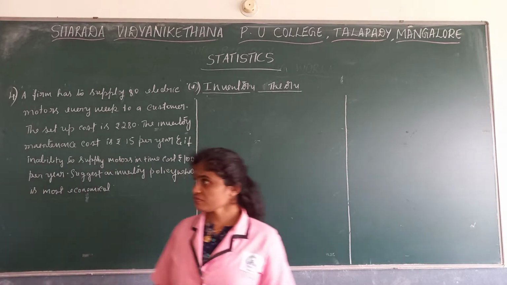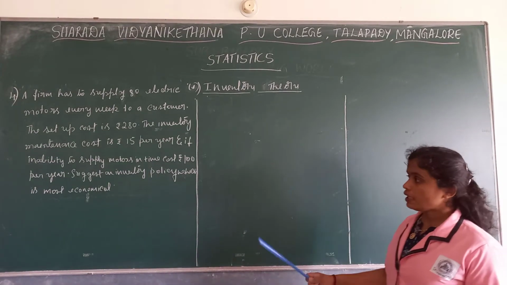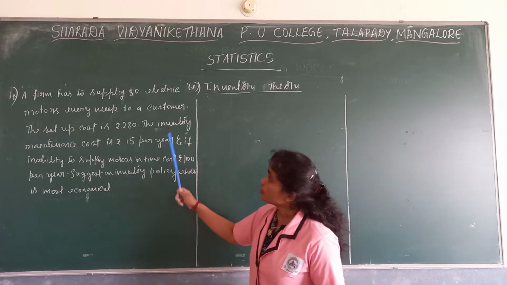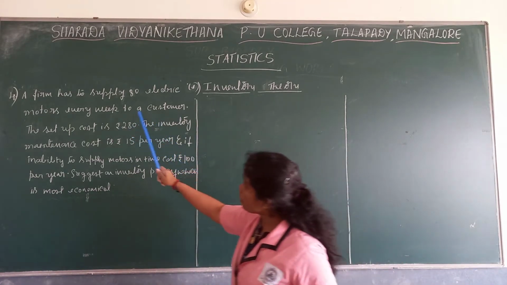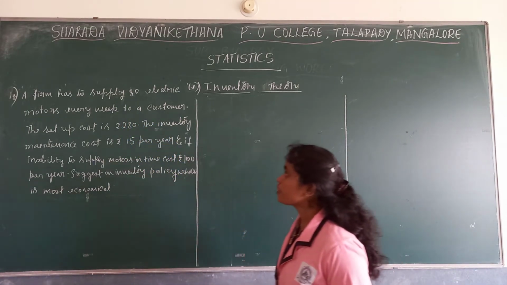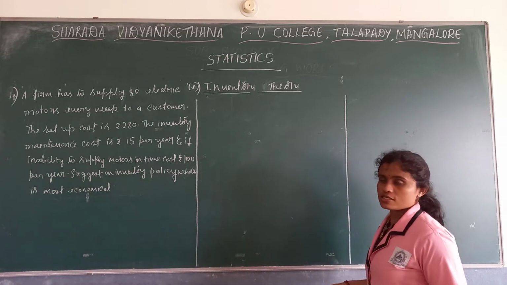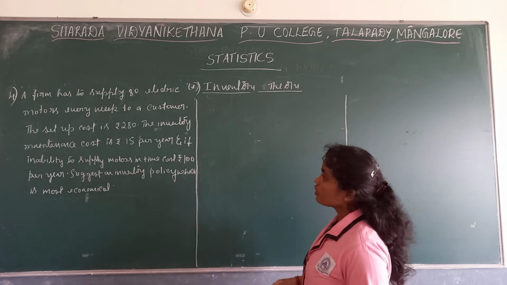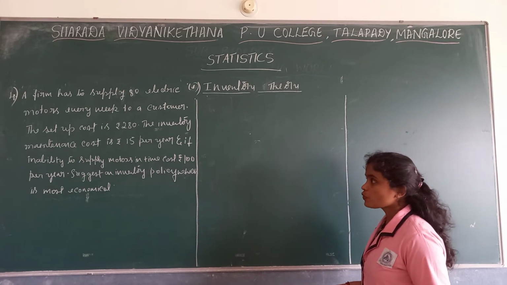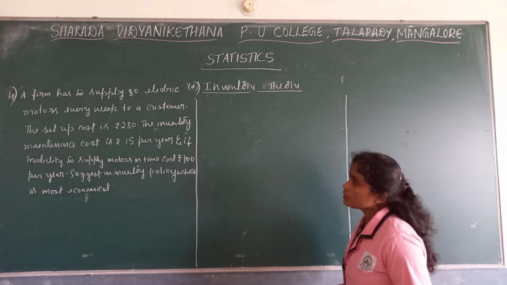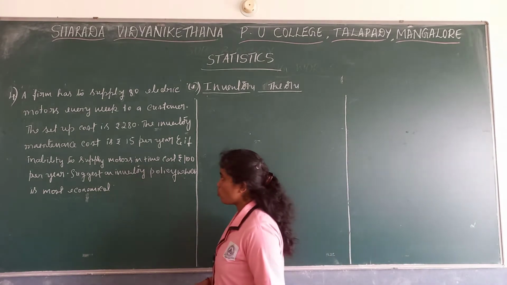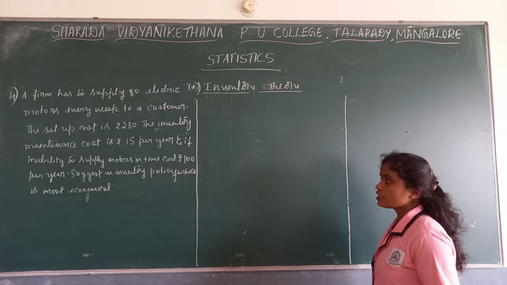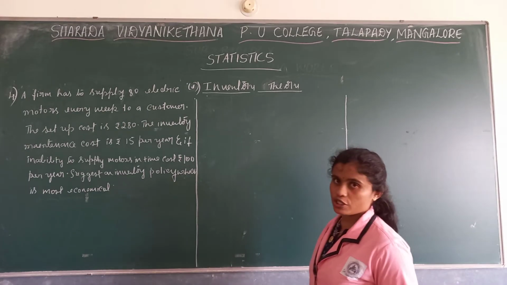Now we'll see another kind of problem, the last problem, the fourth problem under inventory theory. A firm has to supply 80 electric motors every week to a customer. The setup cost is rupees 280. The inventory maintenance cost is rupees 15 per year, and inability to supply motors in time costs rupees 100 per year. Suggest an inventory policy which is most economical.